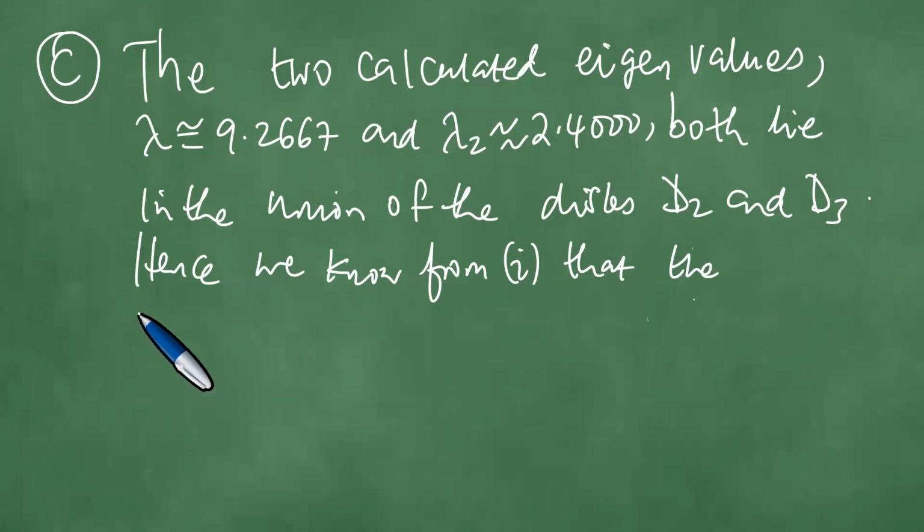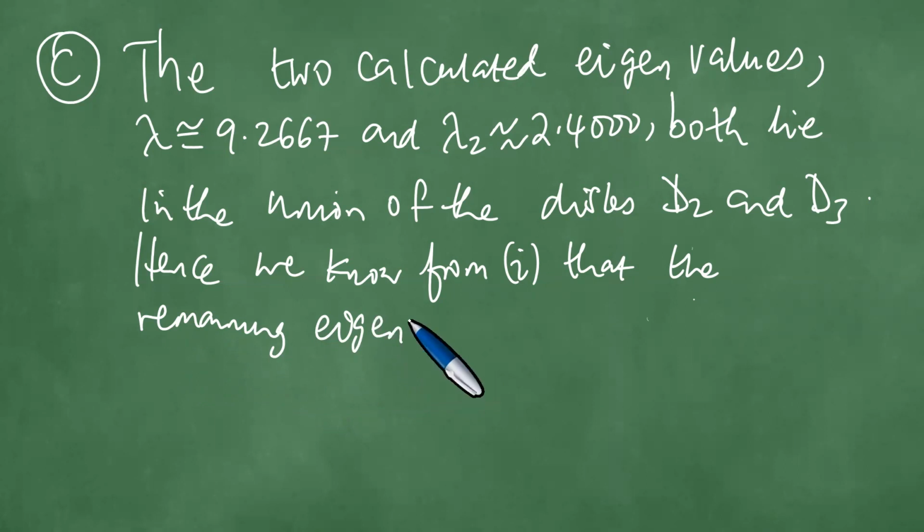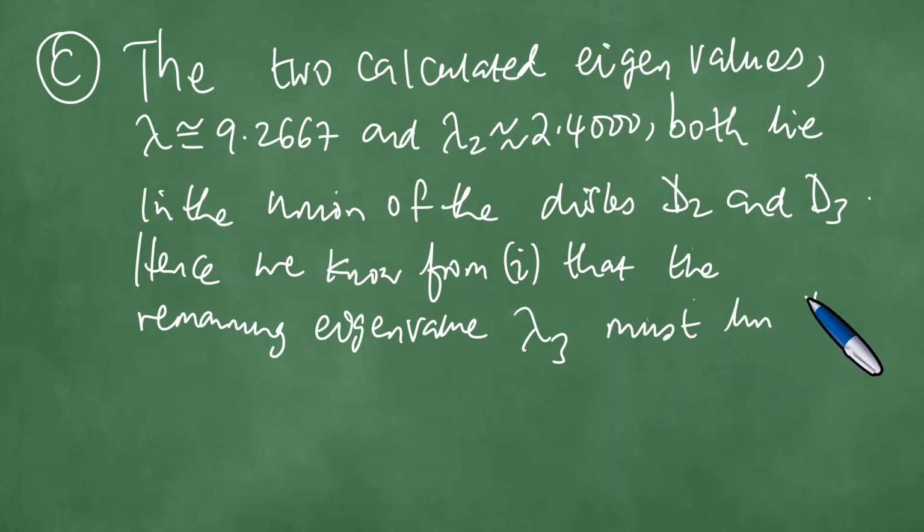That the remaining eigenvalue, lambda 3, must lie in D1. Okay, I'm going to comment on the Gerschgorin disks. Right, in D1.